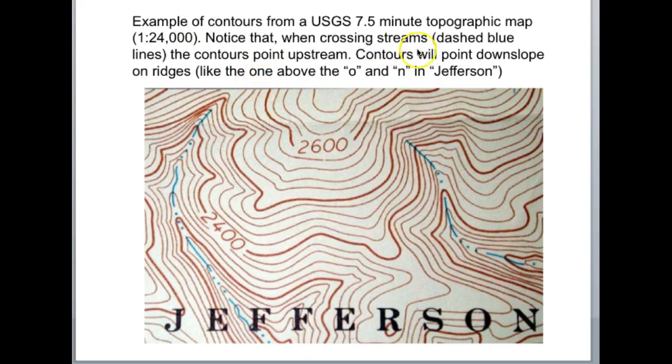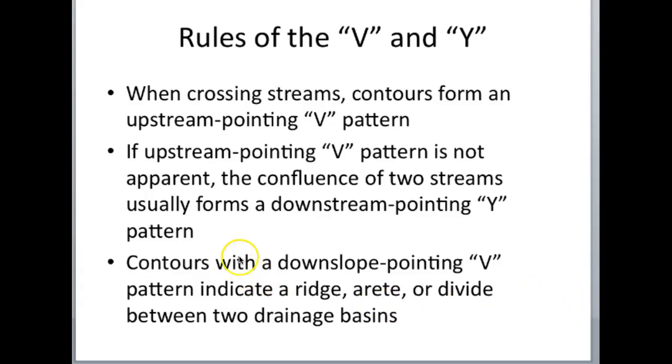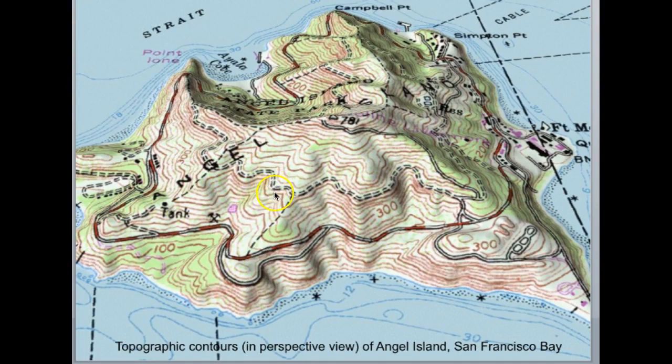Notice that when crossing streams, the dashed blue lines, of course, that is, these streams, the contours point upstream. Contours will point downslope on ridges, like the one above the O and the N in Jefferson. So again, this ridge here extending downhill, downslope on the ridges. And the contours with downslope pointing V patterns that we pointed out on the previous slide indicate a ridge, arete, or divide between two drainage basins.